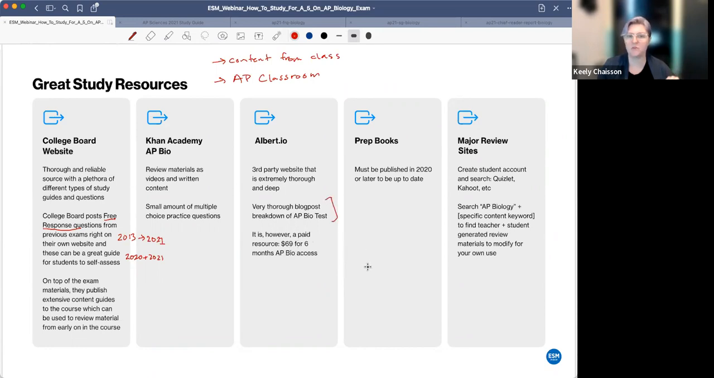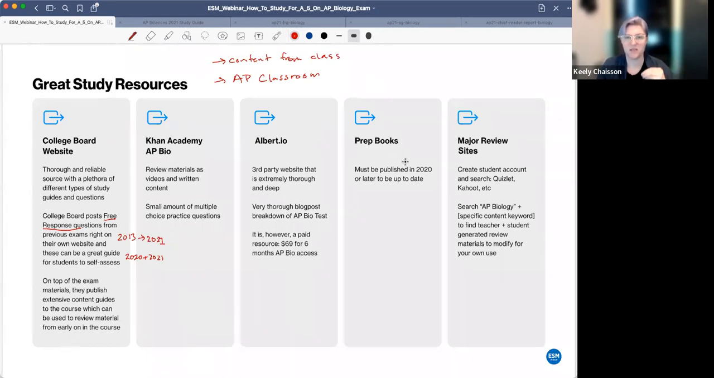This very thorough blog post breakdown of the test and exactly what's on it, however, is more readable than the College Board website's version, and nicely formatted to make everything very clear. And that's freely available. You can find that without having a login for Albert.io. But Albert.io has both unit tests to help you review each major section of the course, specific content review quizzes, but most valuably, 3 full practice tests that they have written. So that is one good source of multiple choice practice.